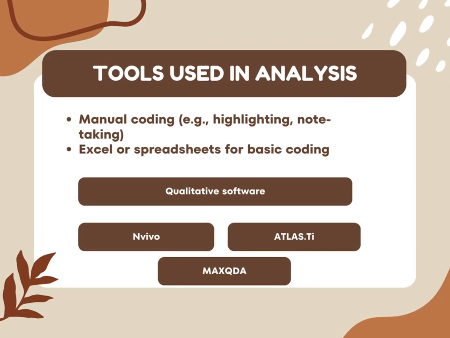So, how do researchers actually do this? Some use manual coding, just highlighting or writing notes on printouts or PDFs. Others use tools like Excel or Google Sheets for basic coding. But in more complex projects, researchers turn to professional qualitative software like NVivo, ATLAS.ti or MAXQDA. These tools help you organize, code, and visualize the data more efficiently.